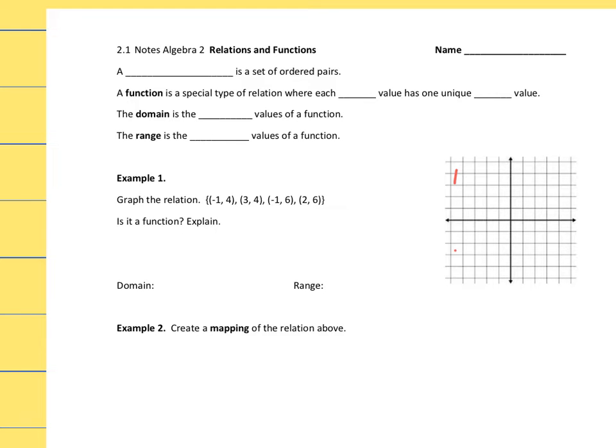A relation is a set of ordered pairs, and it can be represented by a list of ordered pairs right here, or a graph, or a mapping, which we'll do down in example 2. And a function is a special type of relation where each x value has one unique y value. So the domain are the x values, and the range are the y values.